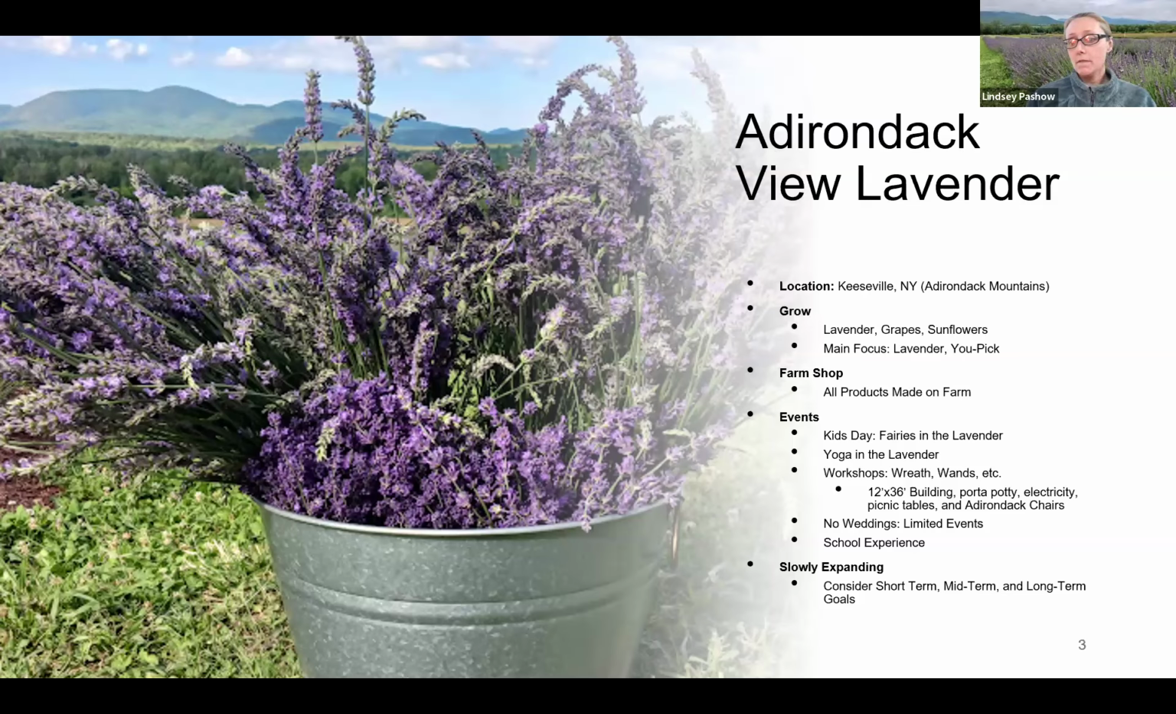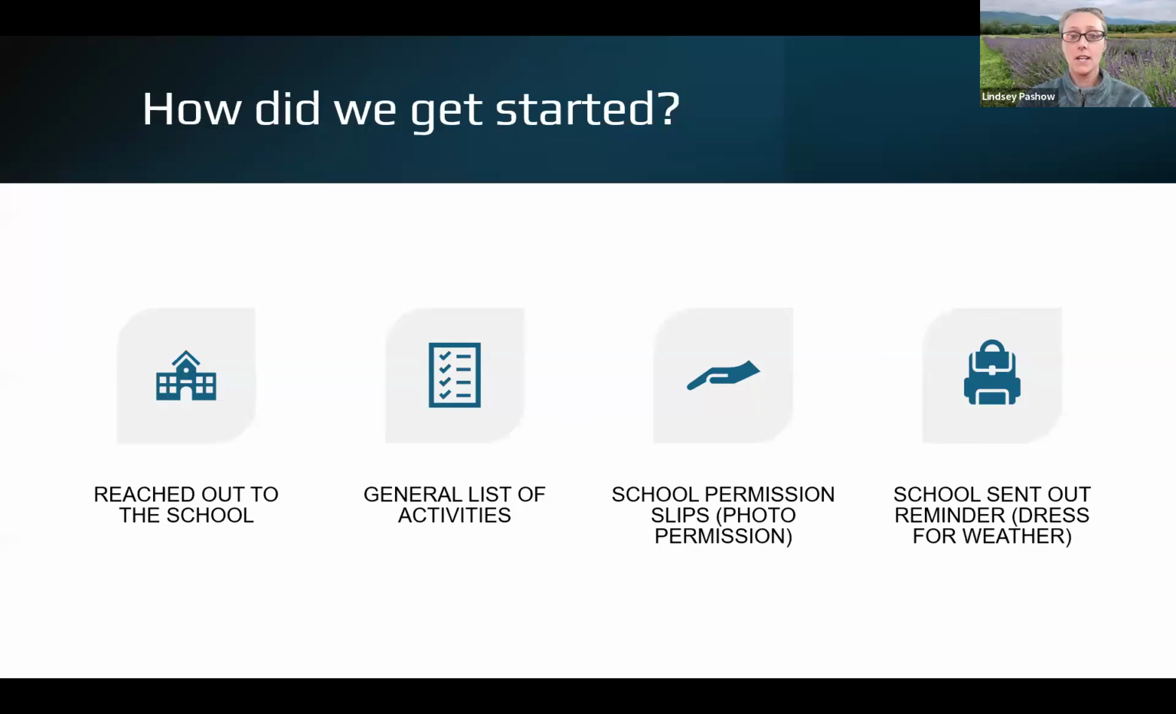Our infrastructure is a 12-foot by 36-foot building with porta potties, electricity, picnic tables, and Adirondack chairs. The 12 by 36-foot building is just new. We've been in operation since 2020, so we're slowly expanding. We don't do any weddings on the farm, and we do a limited number of events and parties, which will probably be changing next year. And also no school experiences. We're always slowly expanding, thinking about our short-term, mid-term, and long-term goals of where we want to be on the farm.